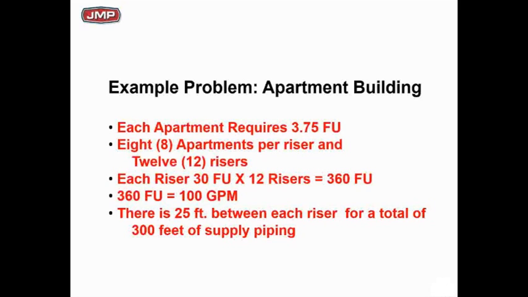Basically, here we go with a typical fixture unit count for sizing pipe and coming up with demand and flow in GPM, which again, we're not going to spend an awful lot of time on, except I want you to note the bottom statement there. We're going to have 12 risers. They're going to be 25 feet apart for a total supply pipe length of 300 feet. Total domestic hot water supply pipe in the building is going to be 300 feet long.